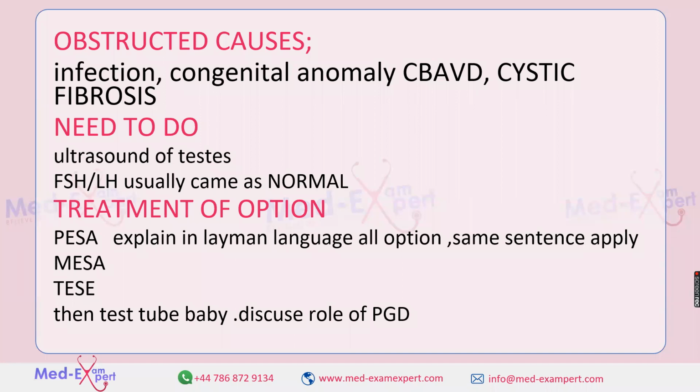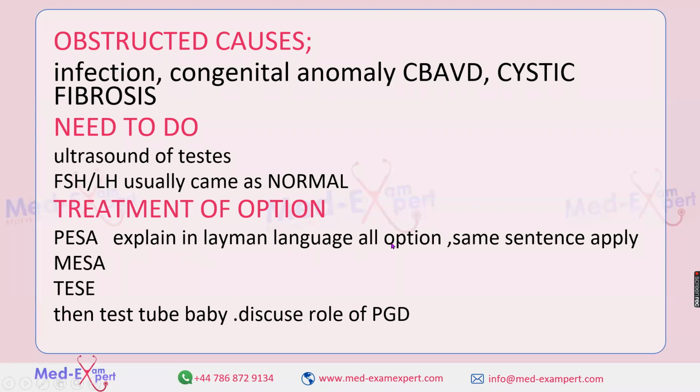These are obstructive causes, caused by infection or congenital, namely congenital bilateral absence of the vas deferens and cystic fibrosis. These two conditions have some prevalence in the UK. They can ask about obstructive causes, but it never came in the exam. We can offer an ultrasound of the testes to see obstruction. FSH and LH usually come normal because there is no central defect; the pituitary and hypothalamus are working fine. Treatment options are PESA, MESA, and TESE.